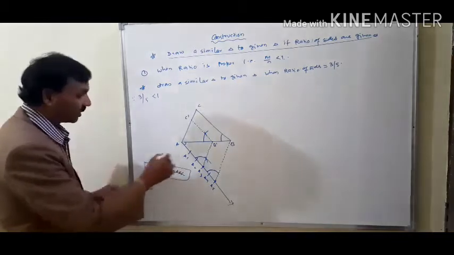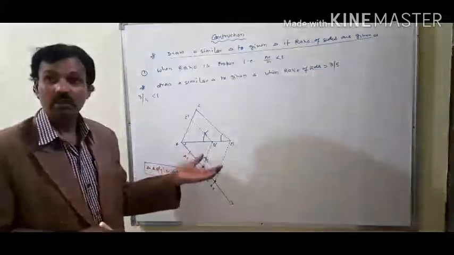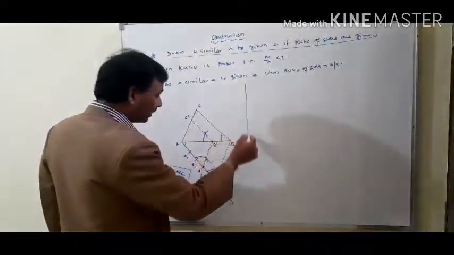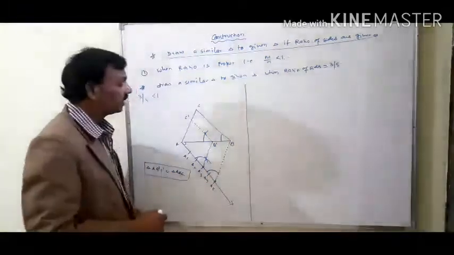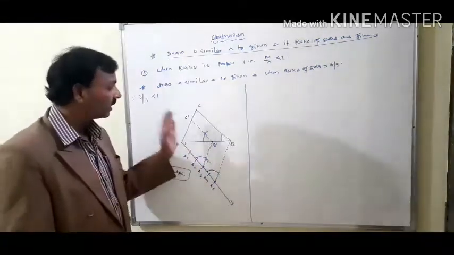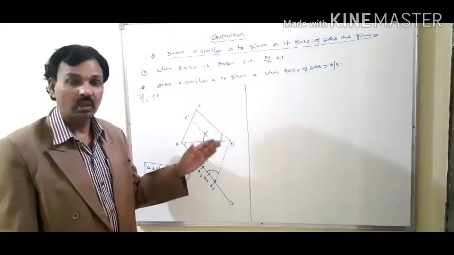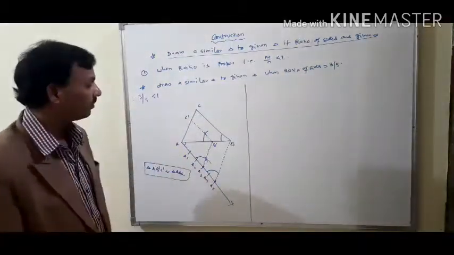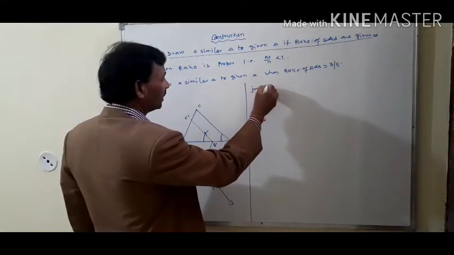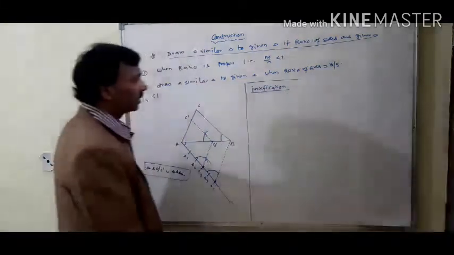Now this construction is done, but your solution is not completed. In this case, we should justify your answer. That means how to prove that triangle A B dash C dash is similar to triangle ABC, whose ratio of sides is 3:5. Now write here: Justification. How to justify your construction.